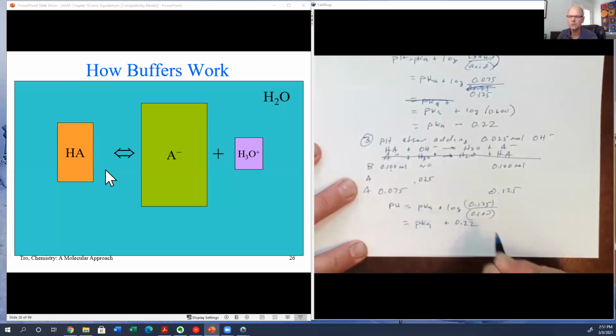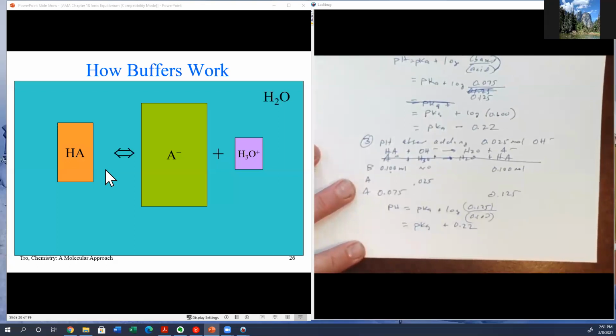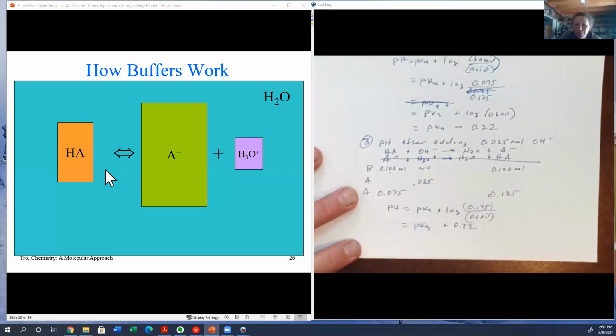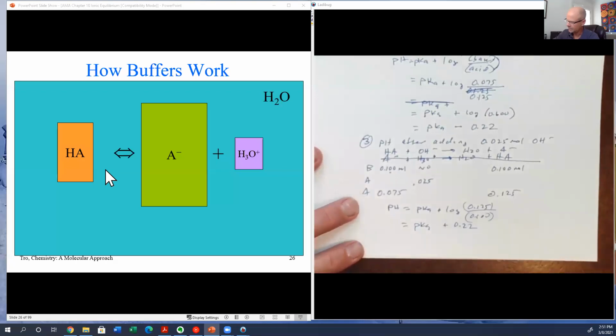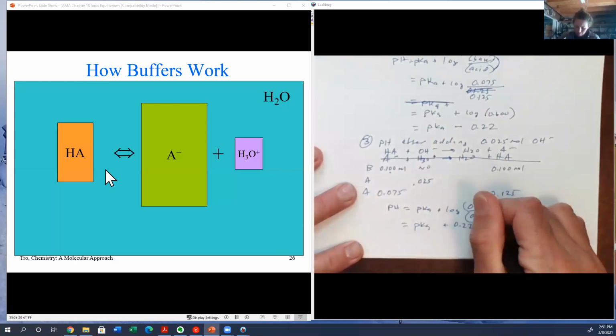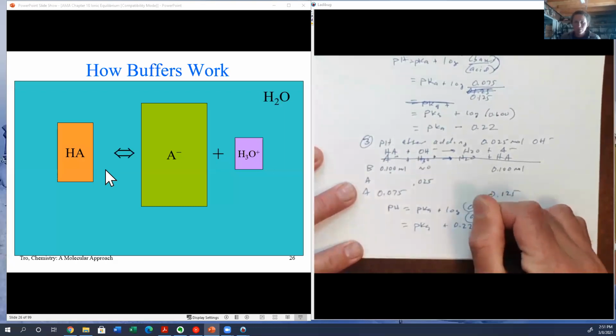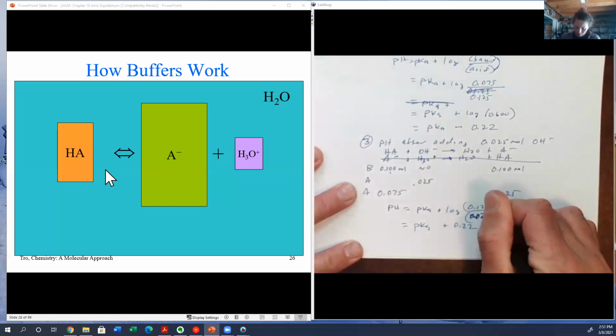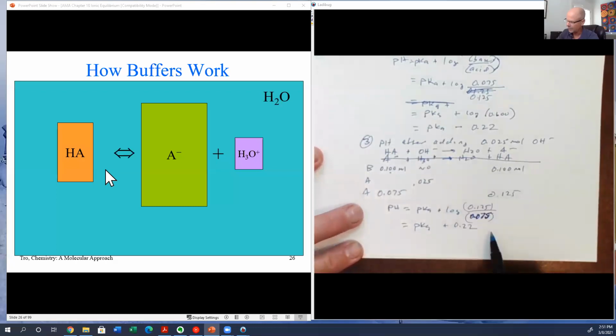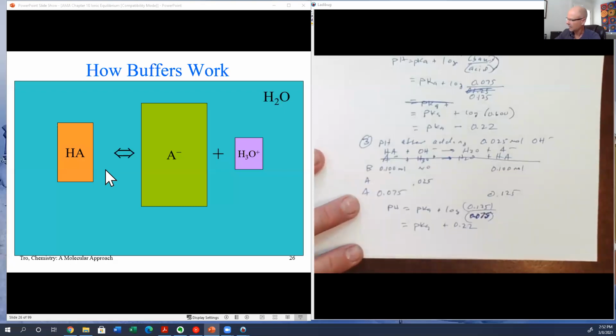Wait, why is it not 0.100? Wouldn't it be 0.075? Thank you. What did I do wrong? The acid is 0.075, and the base is 0.125. Correct. Yes, my bad. I was thinking ahead too much.